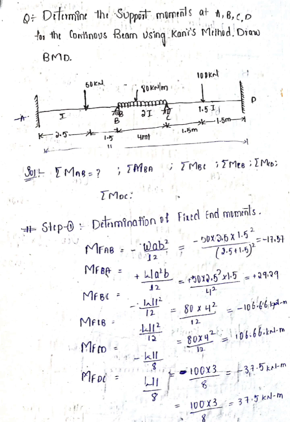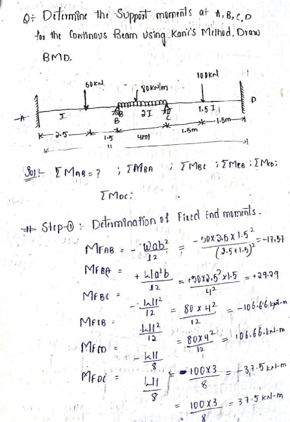In the second step, we will find the relative stiffness K and U equal to minus K by sigma K. Then in the third step, we will draw the Kani's table and find the M dash rotational components. Finally, we'll find the final end moments, and then we'll draw the bending moment diagram. So the first step is the determination of fixed end moments.